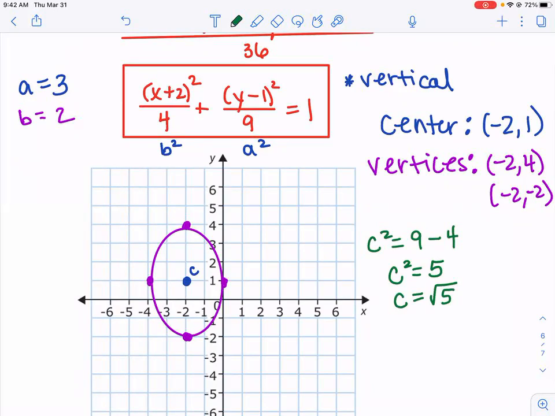Are we going to move vertically or horizontally? Vertically, because we have a vertical ellipse. So a little bit more than 2 up, a little bit more than 2 down.